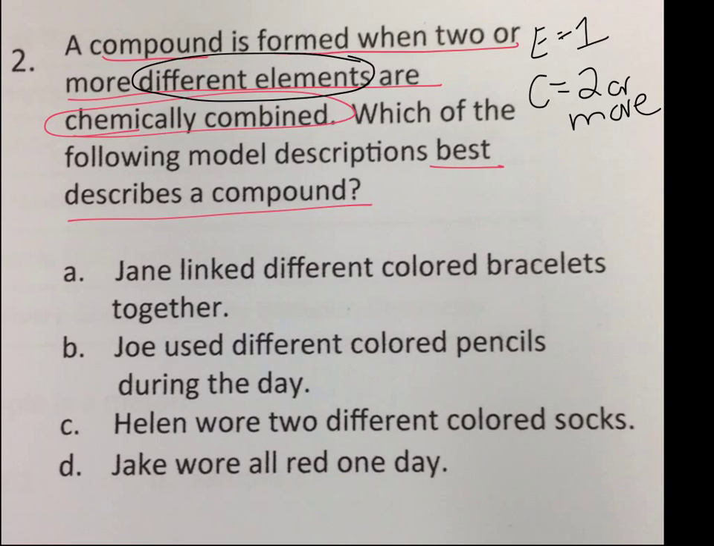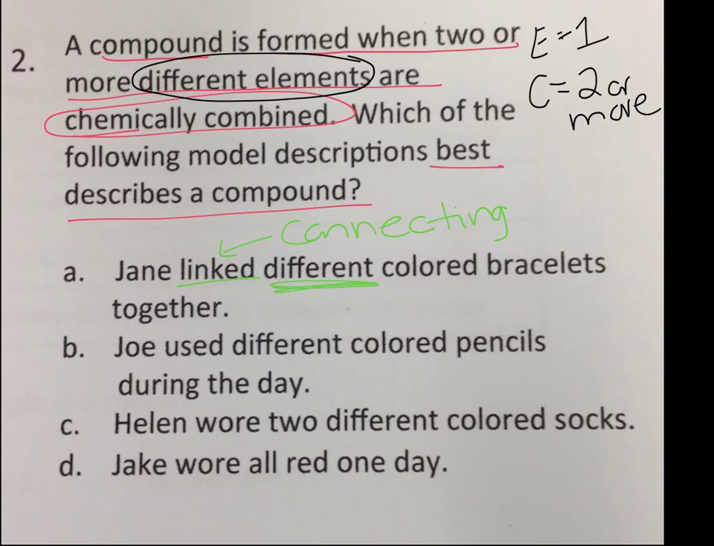So let's look at letter A. Jane linked different colored bracelets together. When you link something, write this down in case you're not sure what the word means, you're connecting them, you're combining them somehow. So if we connect different colored bracelets together, could that possibly be a compound? Yeah, it can. Let's go to B.